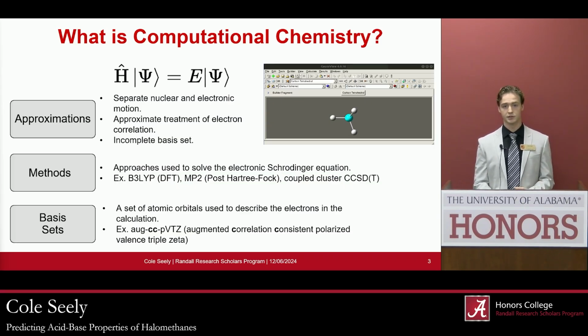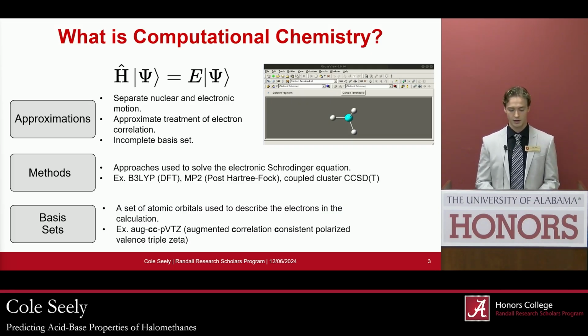While analytical solutions to the equation are known for the very simple chemical systems, in order to solve this equation for more complicated systems, such as the halomethanes, approximations need to be made, such as separating nuclear and electronic motion, approximate treatment of electron correlation, and using an incomplete basis set. Next, methods are the approaches used by the computer to approach solving this equation. And basis sets are sets of functions used to describe electrons in their atomic orbitals. An example listed here is aug-cc-pVTZ.